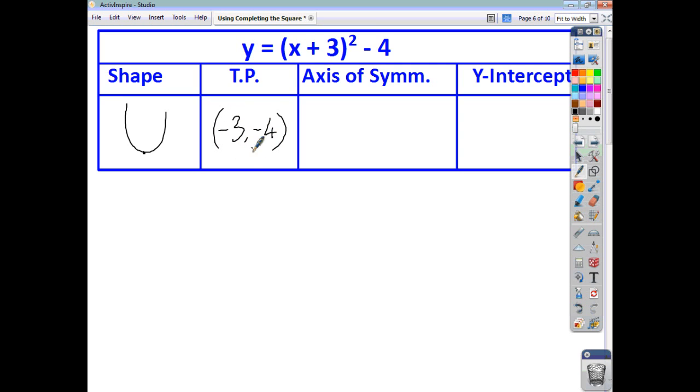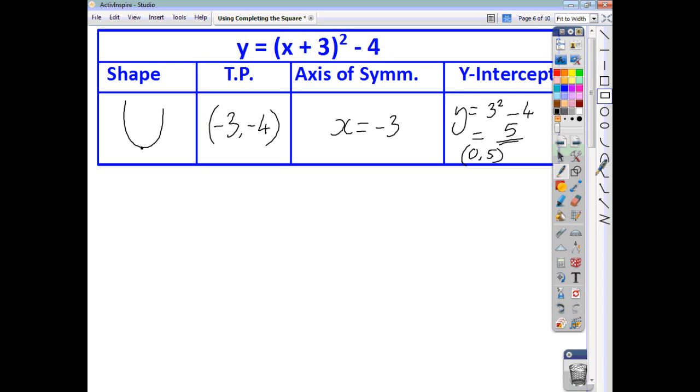Our axis of symmetry has to go through this point. It's a vertical line, so the equation is x equals negative 3. And the y-intercept occurs when x is 0. So that's going to be y equals 0 plus 3, all squared, so 3 squared, and then we're taking away 4. 9 minus 4 is 5. So the coordinates of the y-intercept are 0, 5.